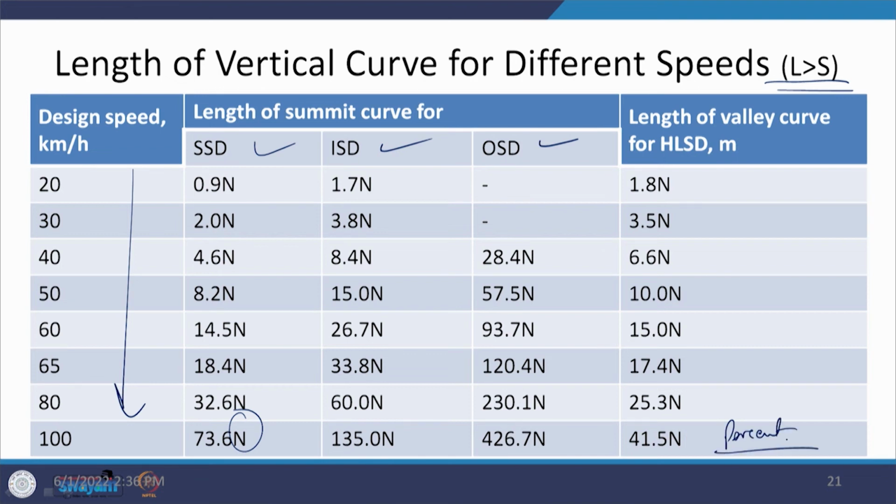If you look here, if we are talking about a 2% change, which we considered in one of the examples for a speed of 100 kilometers per hour, then this comes out to be around 148 meters. We calculated there by the equation as 140 meters, and similarly if we talk about the OSD, then this comes out to be around 853 meters, and we also calculated around 853 meters in that case. So, that is how the values are going to be, and this is the case of the valley curve when you are talking about HLST.